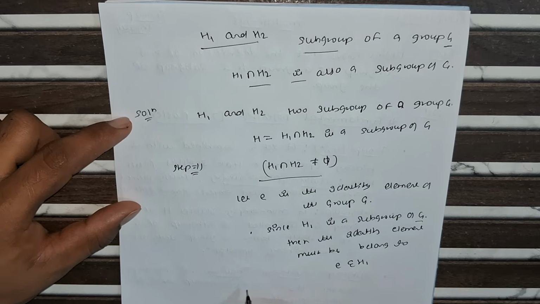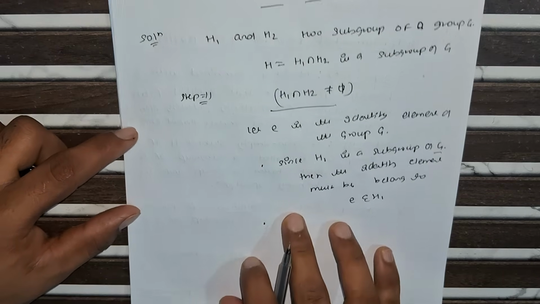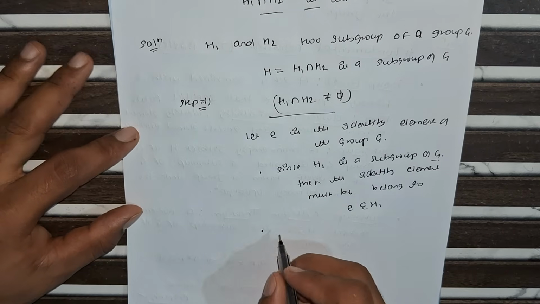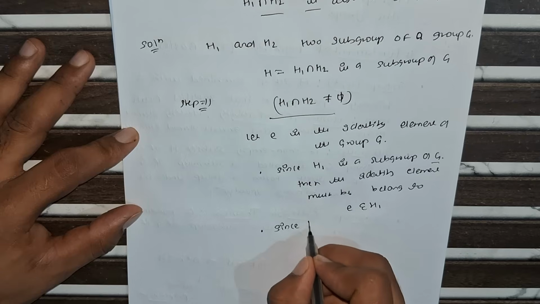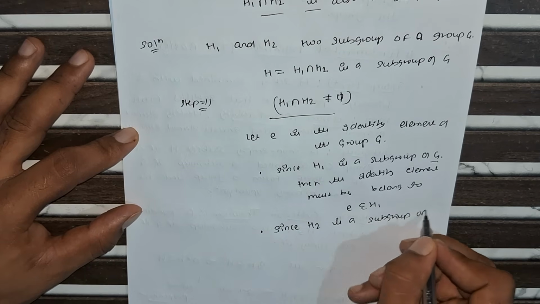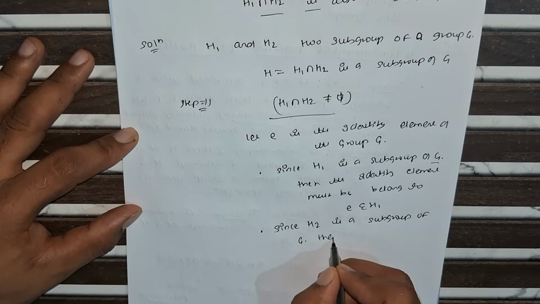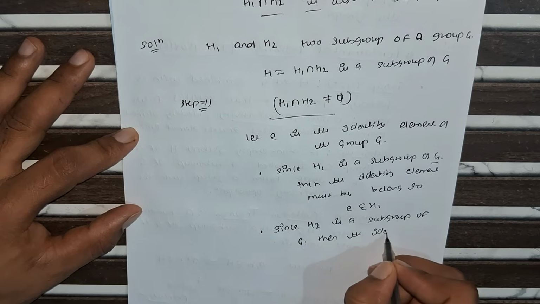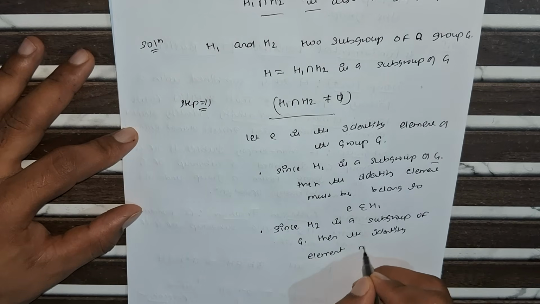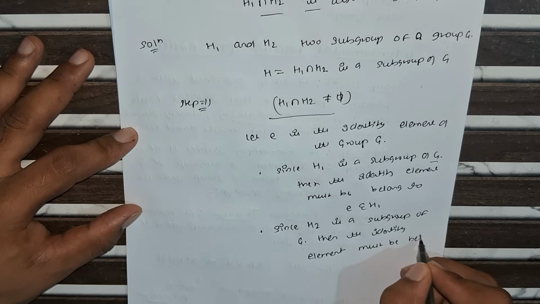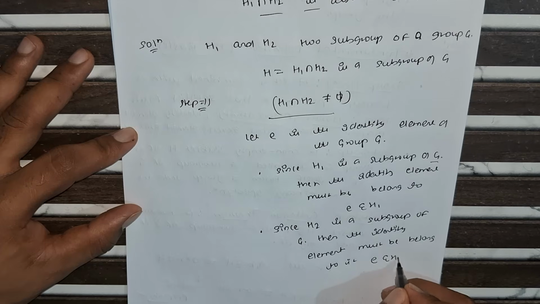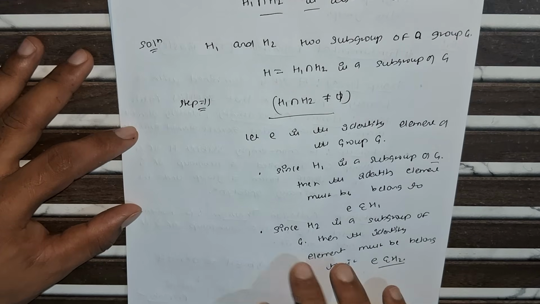Now like that for H2, we use the same. Since H2 is a subgroup of G, then the identity element must belong to it. It means e also belongs to H2, which is our subgroup.